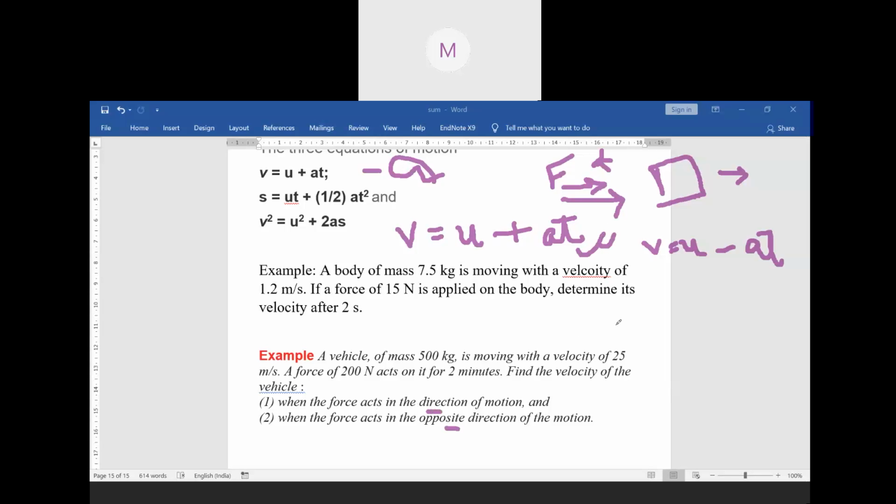Now can you solve it? First of all, you will have to find out v equal to u plus at. So a is the same, just the sign will be different. This one will be different, this sign. Can you solve it, students? Just try solving it out.